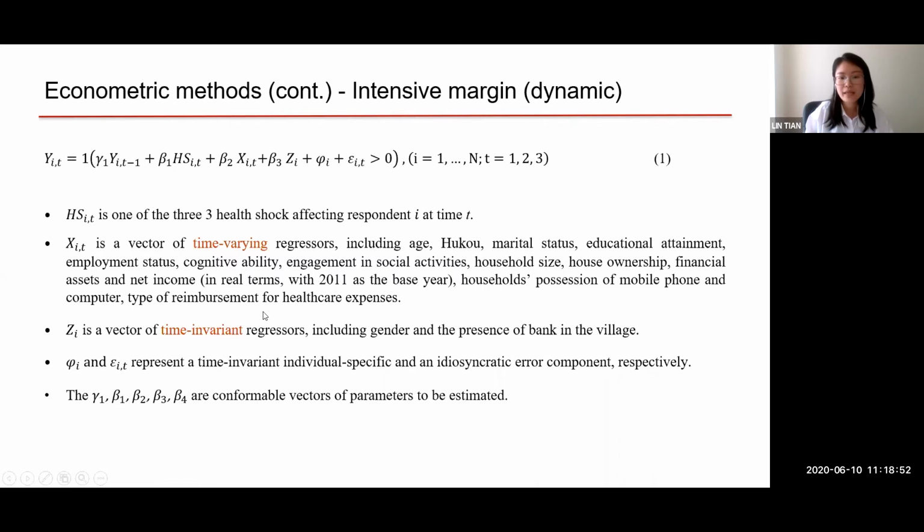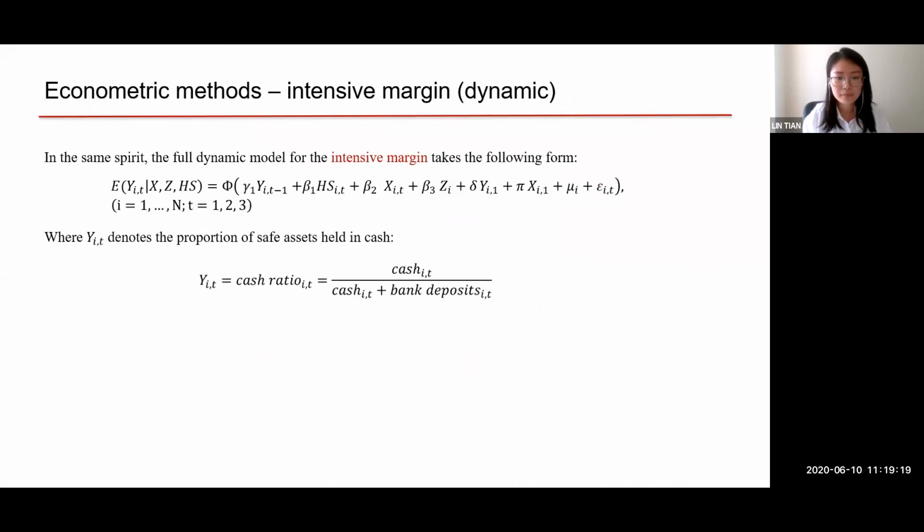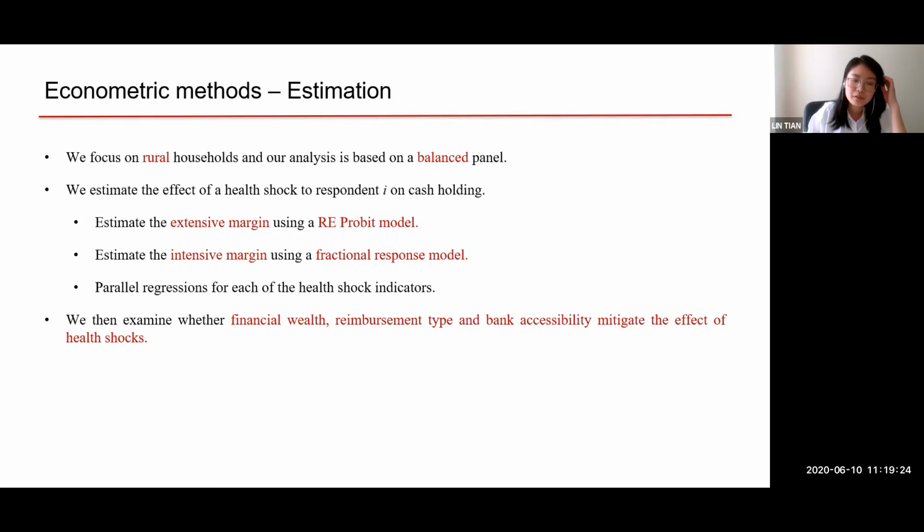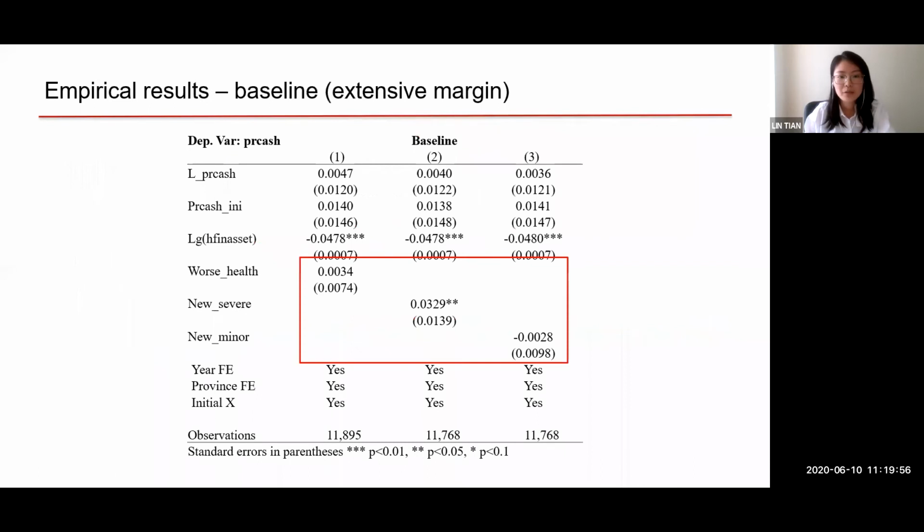And also we include type of reimbursement for healthcare expenses. And we also include the initial conditions of all these time-varying regressors. And we also have a set of time-invariant regressors, such as gender and presence of bank in the village, which do not vary across time. So that's our model. So for brevity, in the empirical section, for the models with the dummy variable as dependent variable, I will call them probability model. And for the models with cash ratio as dependent variable, I will call them cash ratio model. So we estimate the probability model using a random effect probability model, and for the cash ratio model, we estimate fractional response models.